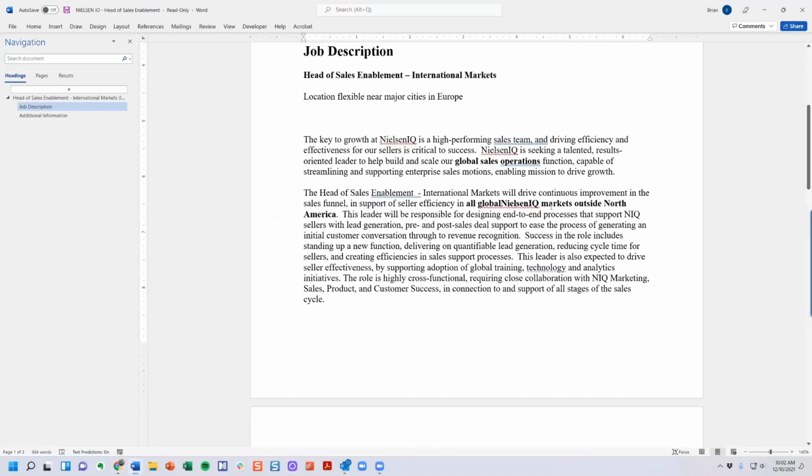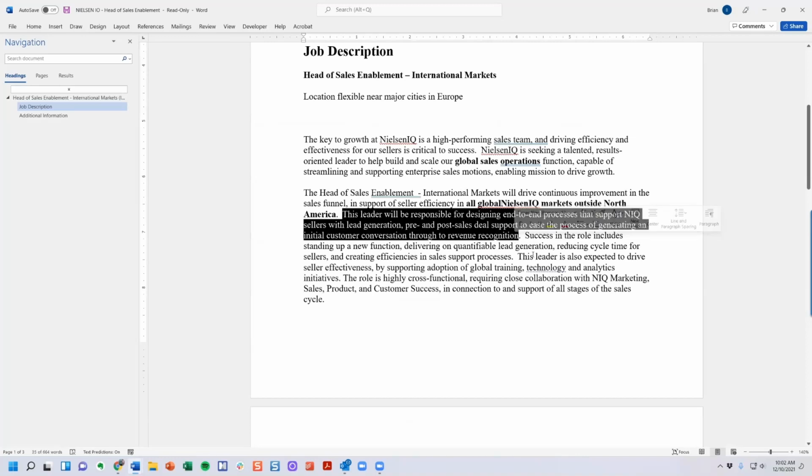thinking on this. So this leader will be responsible for designing end-to-end process that support Nielsen IQ sellers with lead gen, pre and post sales deal support, and ease of process generating an initial customer conversation through revenue recognition. What does this mean to you? So stop the video and do two things. One, what do you think about the focus? What would be the focus of the CEO and the executive team at Nielsen IQ now that they're a private equity play? What is that likely to look like? If you were to put yourself in the boardroom, what would those executives be talking about?